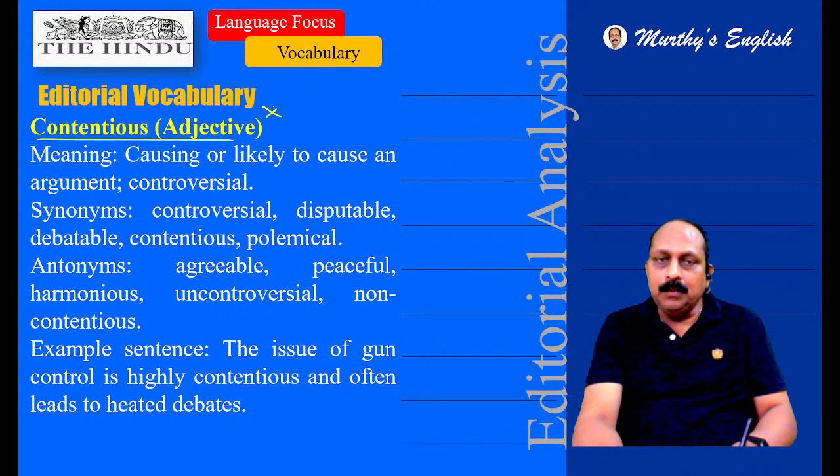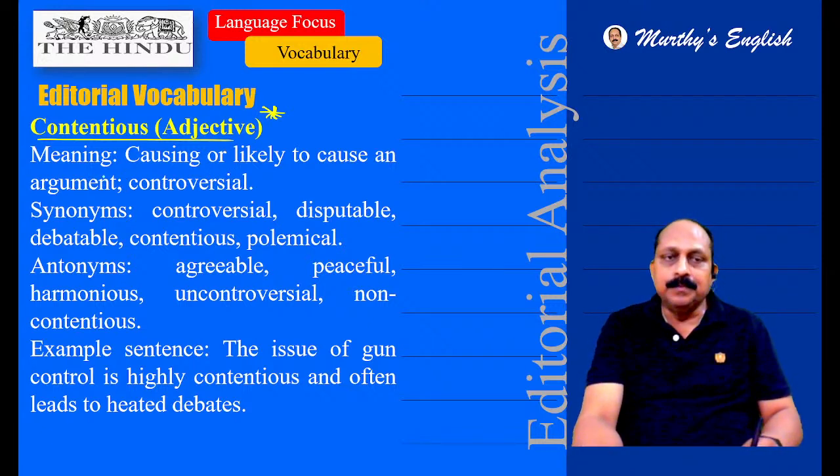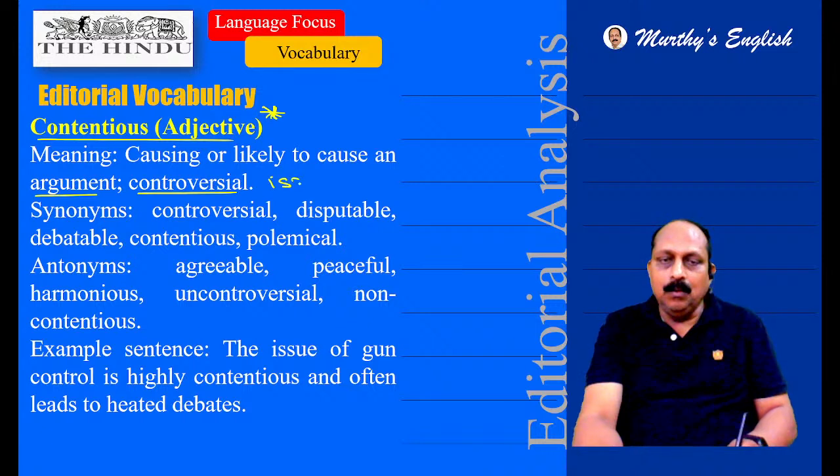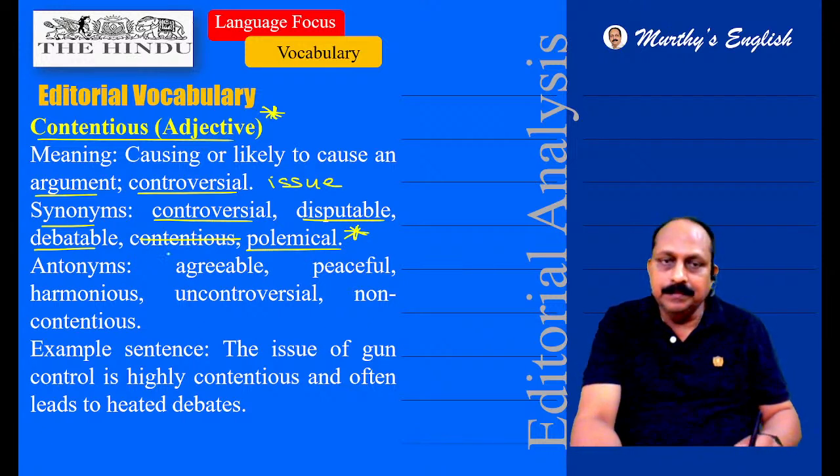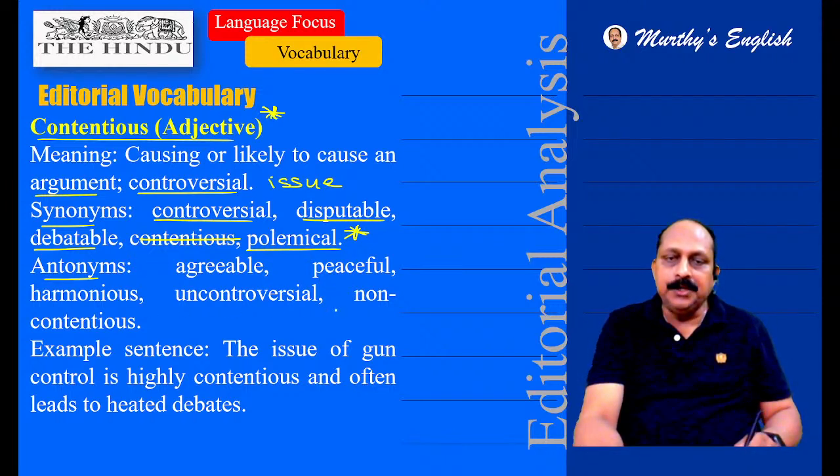Contentious we have got, but an important word, that's why I had to bring. Contentious, part of speech adjective. It goes with issue. Causing or likely to cause an argument. Controversial. What is the word that goes with the word controversial? Issue. Synonyms: controversial, disputable, debatable, contentious, same word. Polemical, we have got for the first time, an important word. Antonyms: agreeable, peaceful, harmonious, uncontroversial, non contentious. Simple words. Harmonious goes with a different context. Without any disturbance, that's what it means.